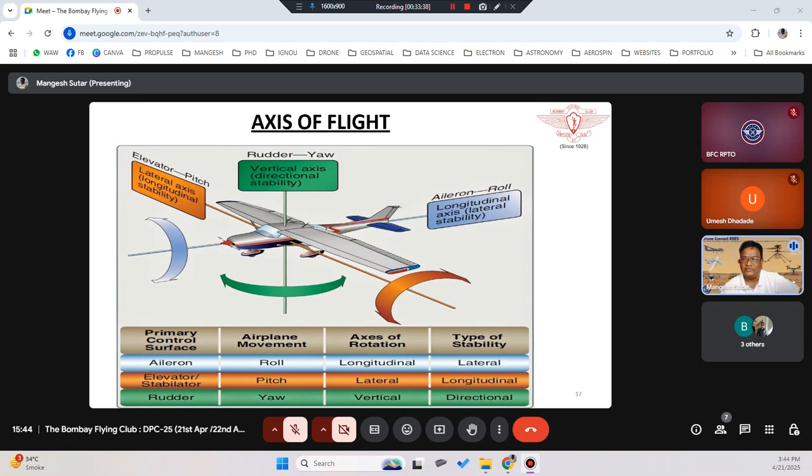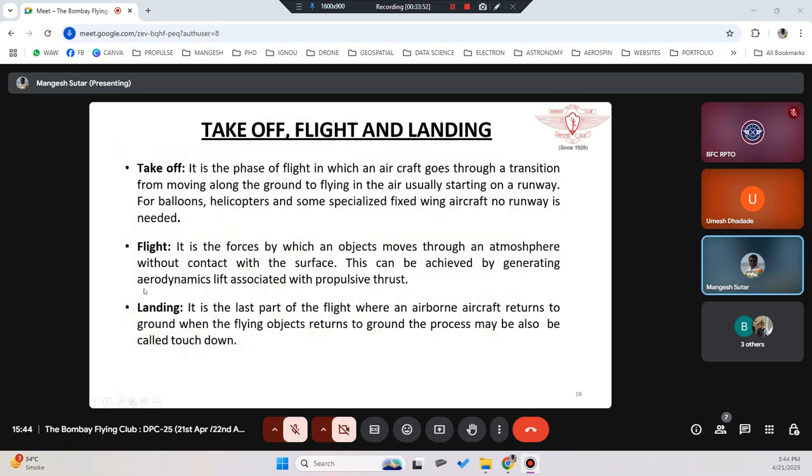Are we clear on the axes of flight? Yes. Okay, so understand roll, pitch and yaw. Yes. Okay, so now what is takeoff, what is flight and what is landing? We'll talk more about roll, pitch, yaw in subsequent slides also. This topic will keep coming up again and again. There are certain concepts that need to be talked about more and more, so different points will come up as we progress through the training.